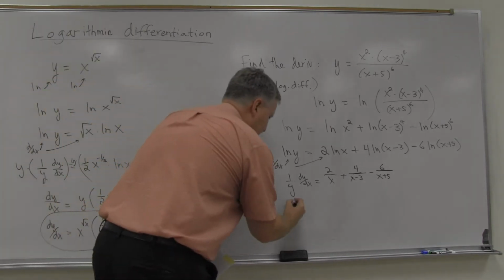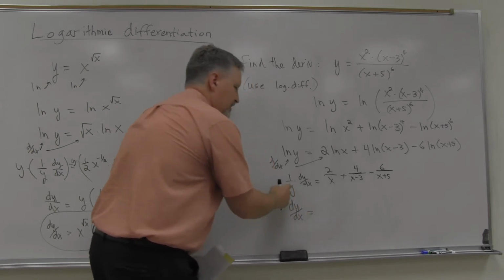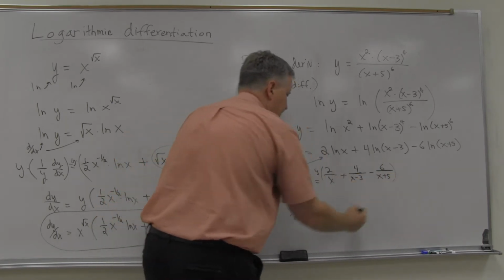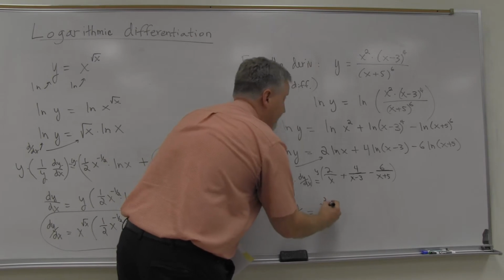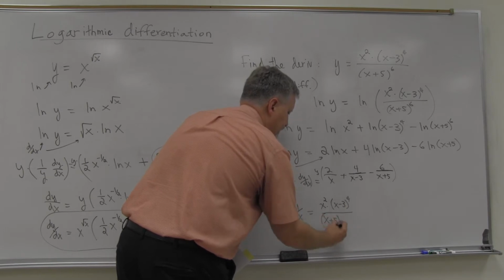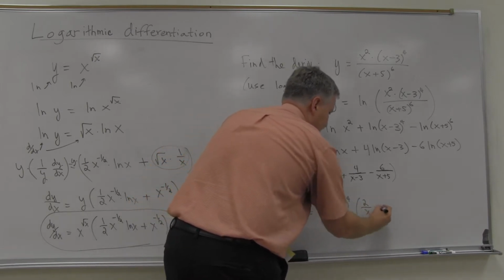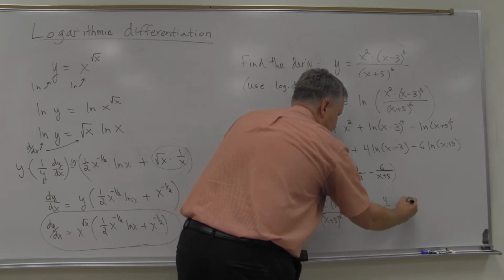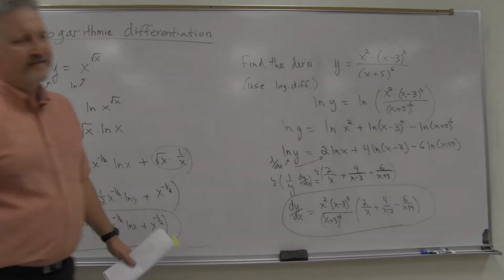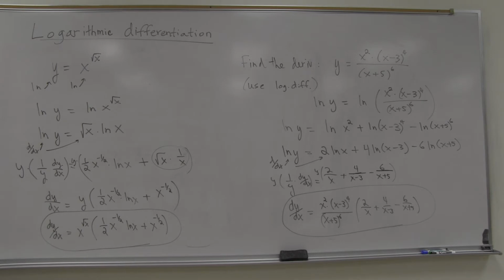So solve for dy over dx. So dy over dx is going to be y times that. So multiply both sides by y. Let's do it this way. But y is that, so I mean that's the hard part, I guess. This long part, times just all of this: 2 over x, 4 over x minus 3, minus 6 over x plus 5. So, all right. It's called logarithmic differentiation. Is that okay? Questions? All good?